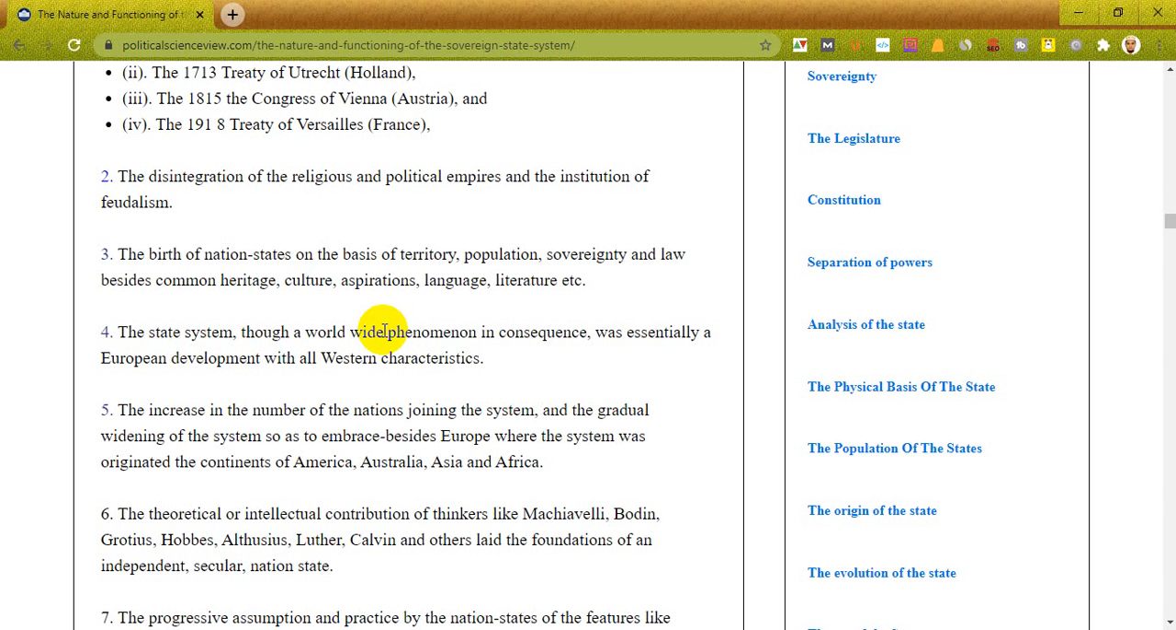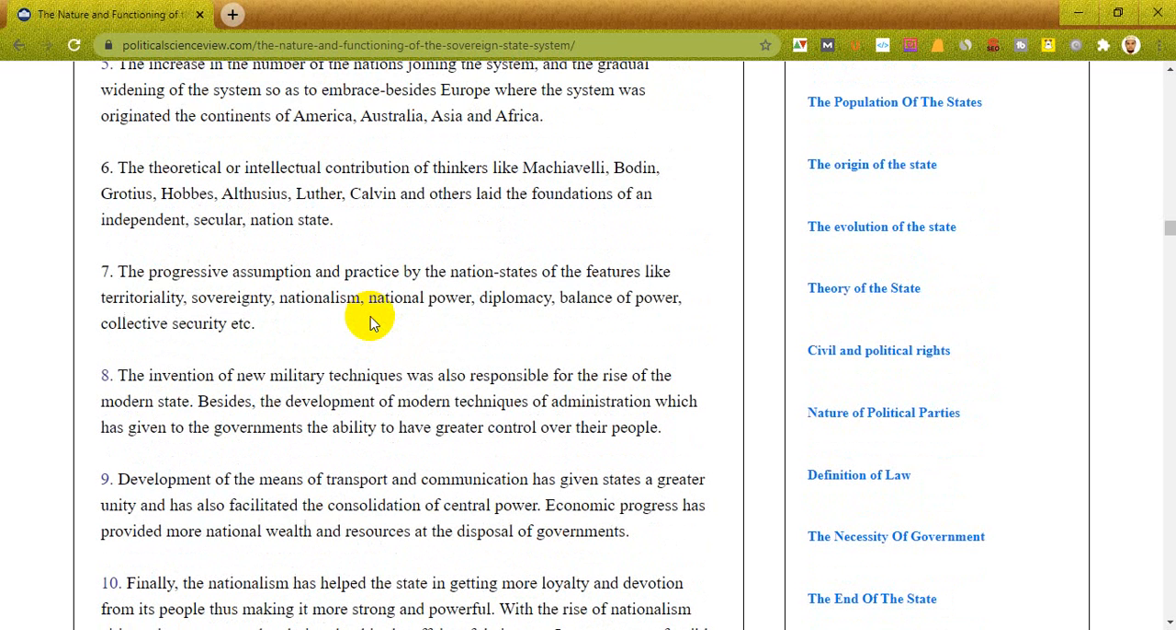literature, etc. 4. The state system, though a worldwide phenomenon in consequence, was essentially a European development with all Western characteristics. 5. The increase in the number of the nations joining the system, and the gradual widening of the system so as to embrace besides Europe where the system was originated the continents of America, Australia, Asia, and Africa. 6. The theoretical or intellectual contribution of thinkers like Machiavelli, Bodin, Grotius, Hobbes, Althusius, Luther, Calvin, and others laid the foundations of an independent, secular nation-state.